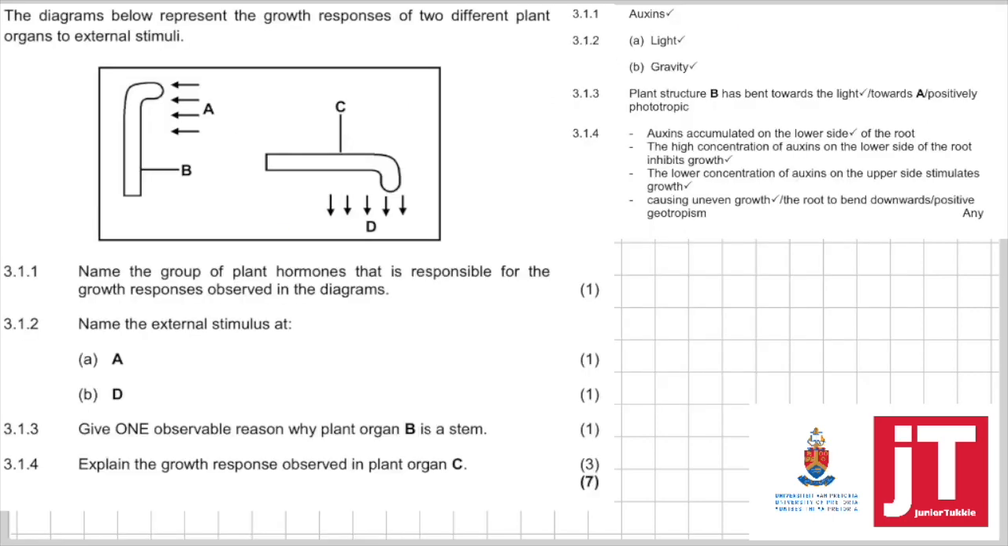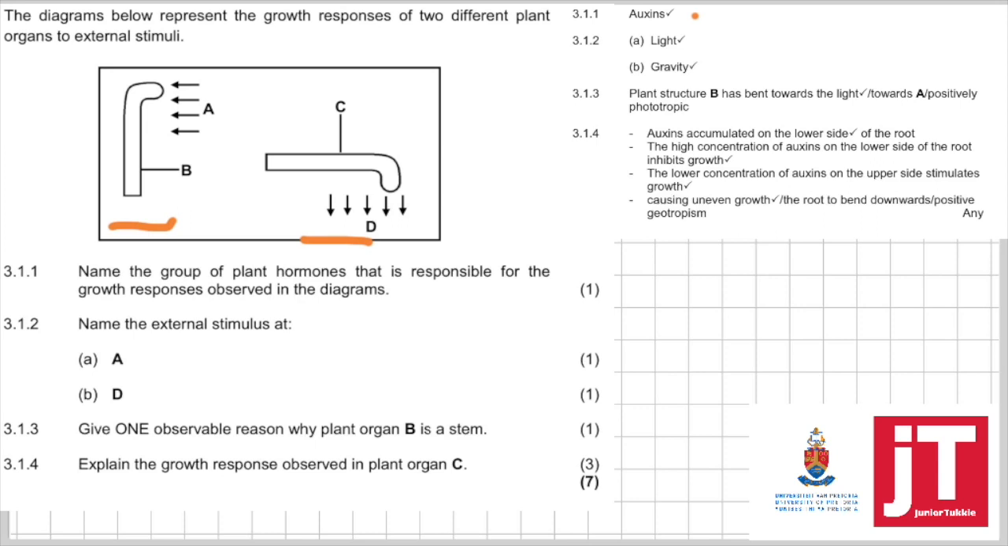Right. 3.1. The diagrams below represent the growth responses of two different plant organs to external stimuli. So there you have your two diagrams. 3.1.1. Name the group of plant hormones that is responsible for the growth response observed in the diagram. That can only be auxin.